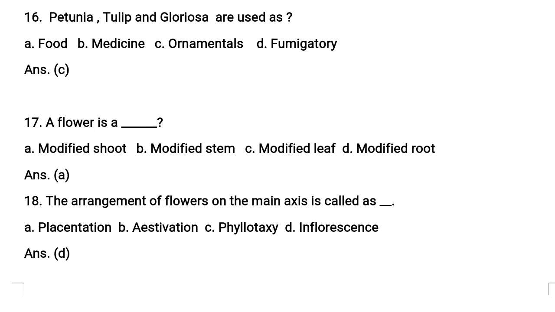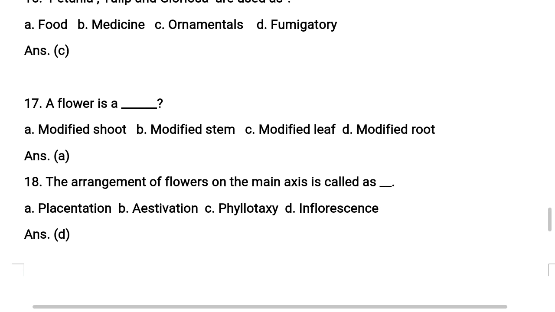So petunia, tulip and gloriosa, all these are used as ornamentals. It means for decorative purposes, for decorations during marriages and any other celebrations. These flowers are used as ornamental flowers. Understood? So the correct option for this question is option C. Okay, now coming to 17th question.